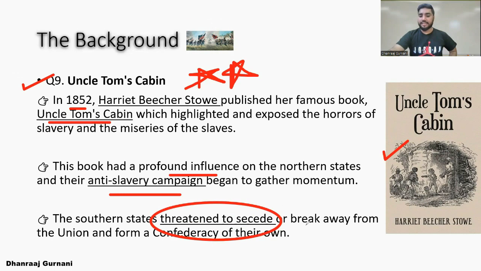What does that mean? The southern states threatened to secede, that is, break away from the north. Southern states of America wanted to now break away from the northern states of America and form a confederacy of their own.